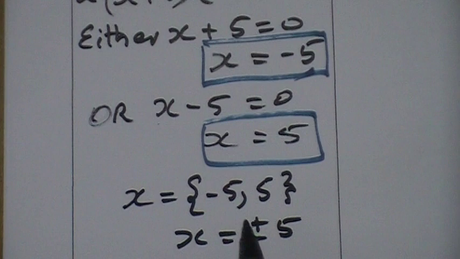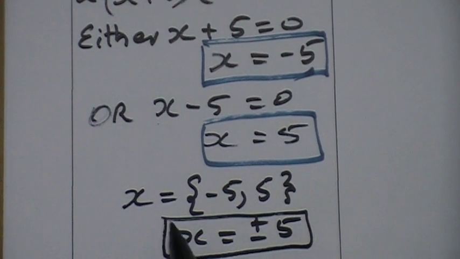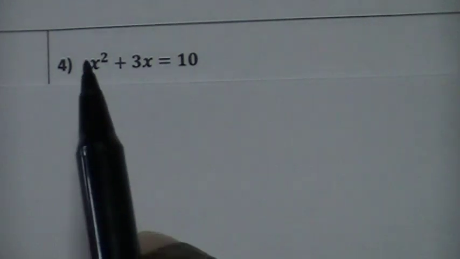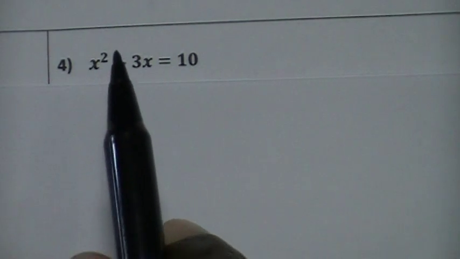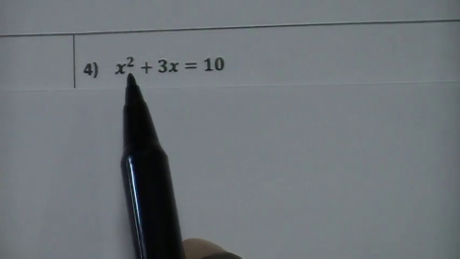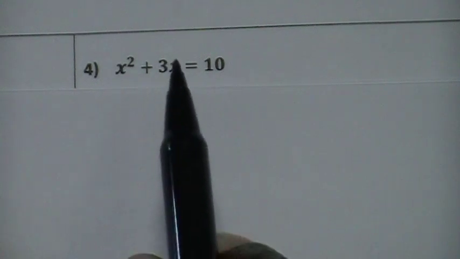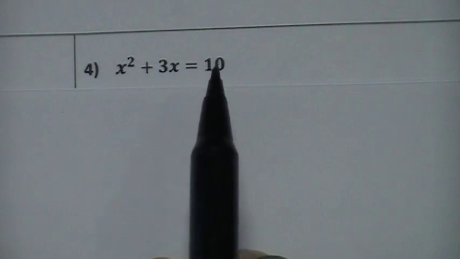X equals plus or minus 5. These are the two solutions. Number 4. We have a quadratic equation. The highest power is a square, and so it's a quadratic. We have a linear term, and we have a constant.